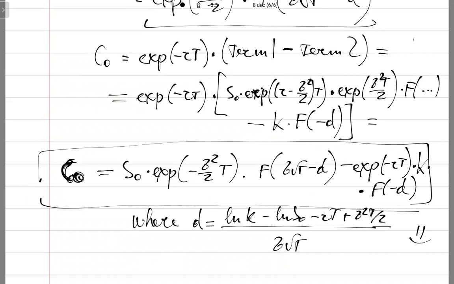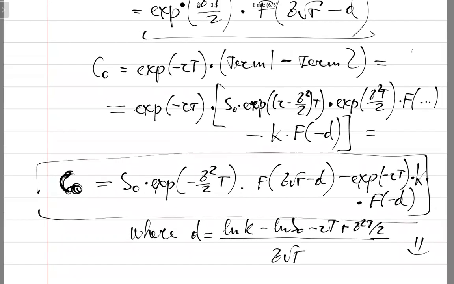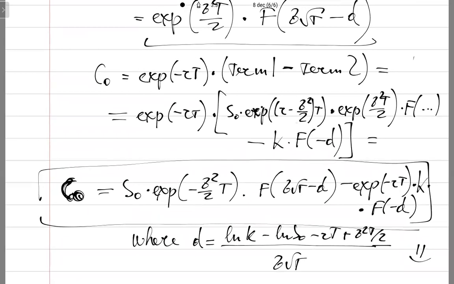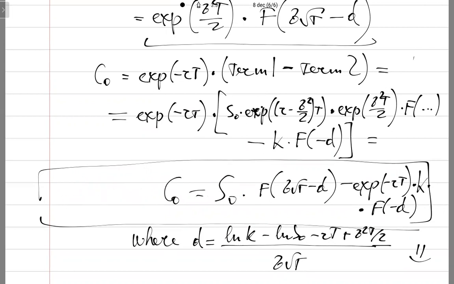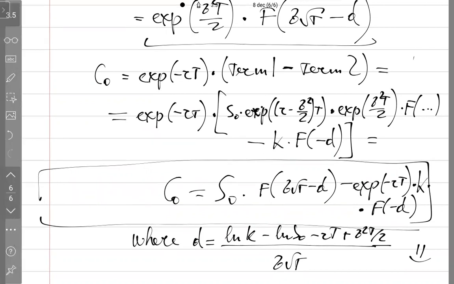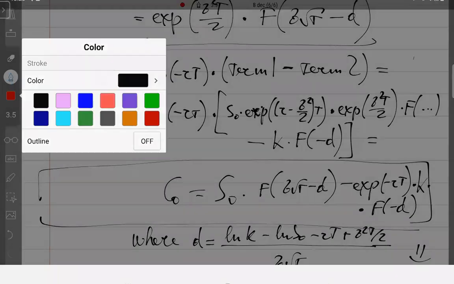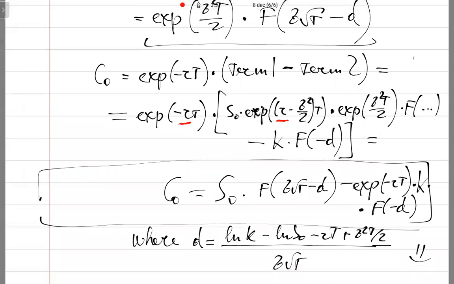I'm sorry, but do we really need the exponent of minus sigma squared over 2t? Because it will disappear. Yes, you're right, because everything cancels out completely. We have R minus R, we have sigma squared over 2, and we have sigma squared over 2 with a different sign. Yeah, I agree.